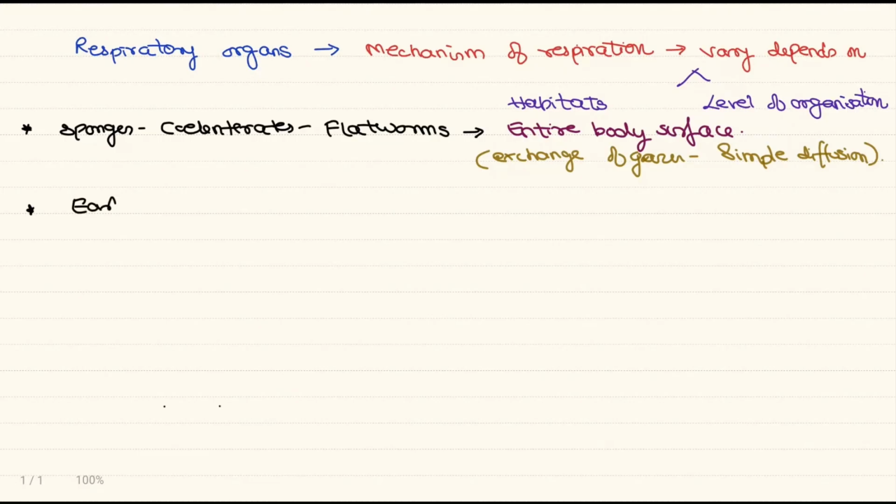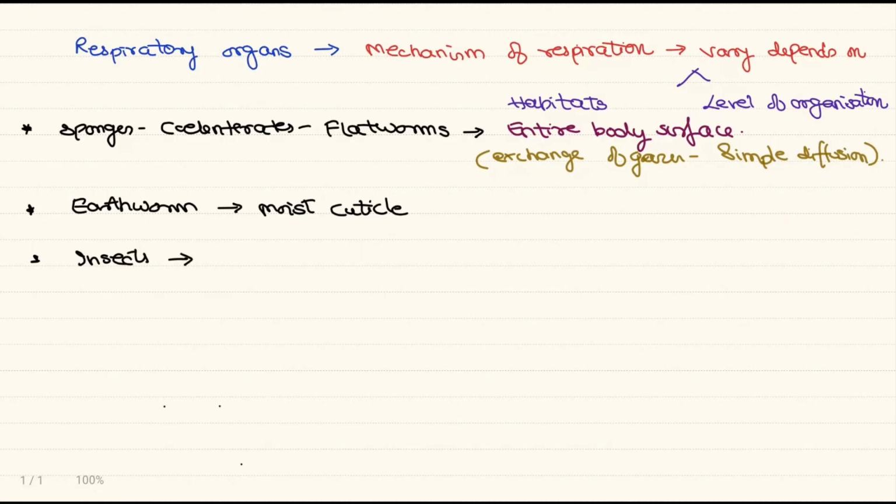Coming to the next phylum, the Annelida, the most common organisms like earthworm, they have a moist cuticle. The whole body wall is kept moist, and this will help in the exchange of the gases.